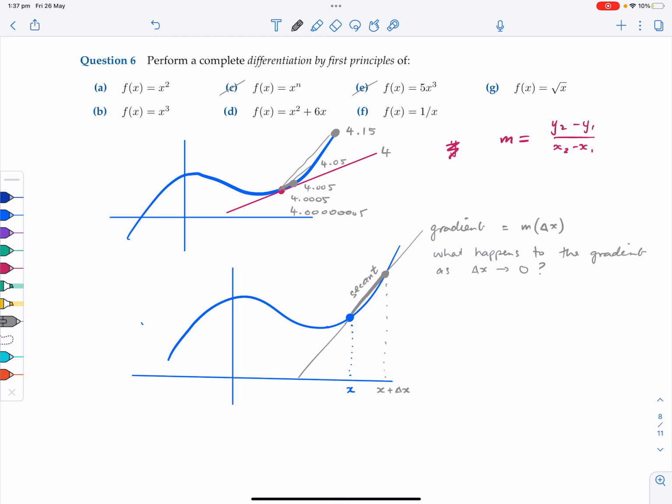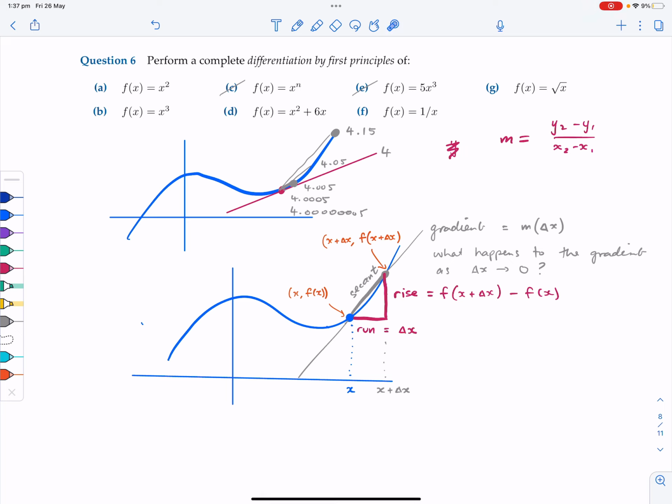Okay, so what we need here is some points, right? So here is the point x comma f of x. And this point here is x plus delta x, that's the x value, and the y value is f of x plus delta x, right? And so we can have a triangle here, and the rise is the difference in y values. So that's f of x plus delta x minus f of x. And the run is simply delta x.